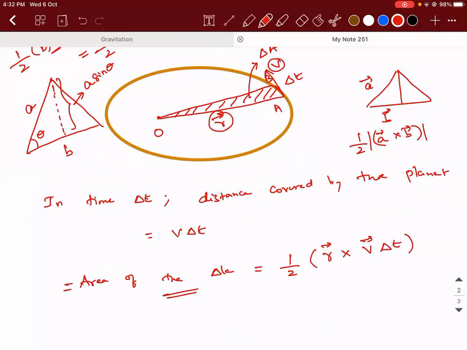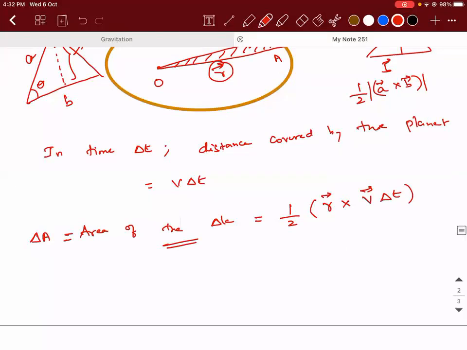So this is how much? This is delta A, correct? So delta A, I'll bring the delta T to the other side, is equal to half into, see, the more matured way to write it is, I'll write it like this: V vector delta T cross R vector, because I told you it defines only the magnitude.